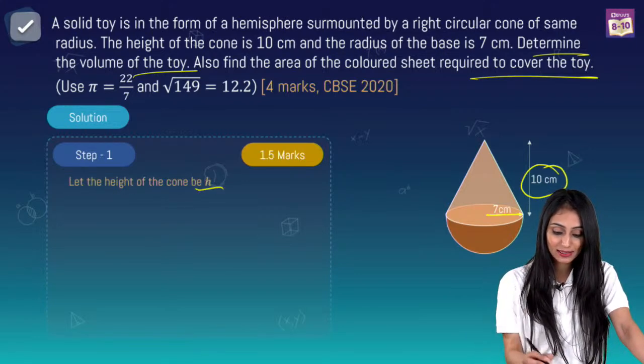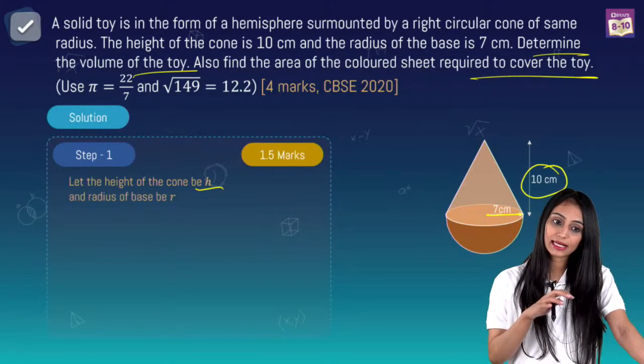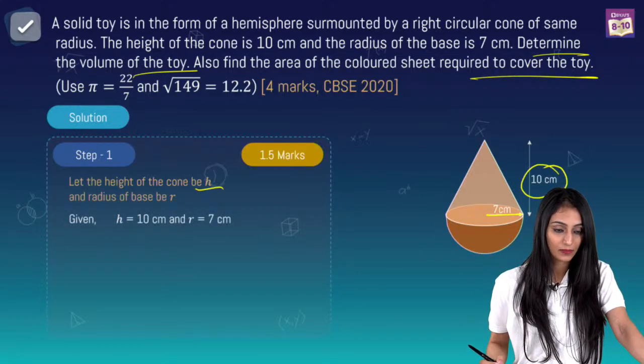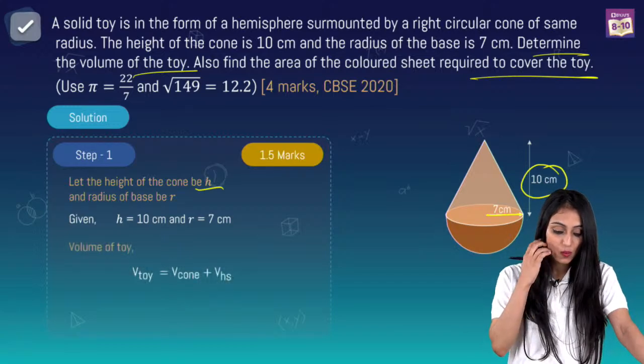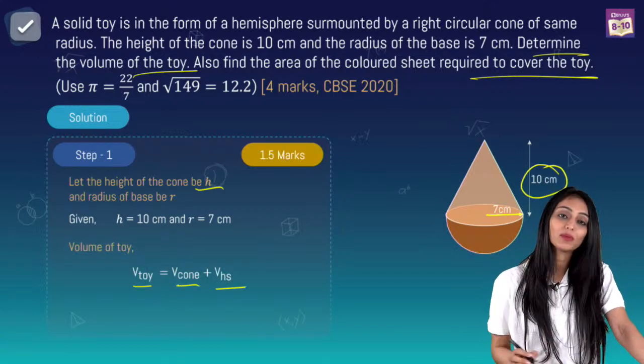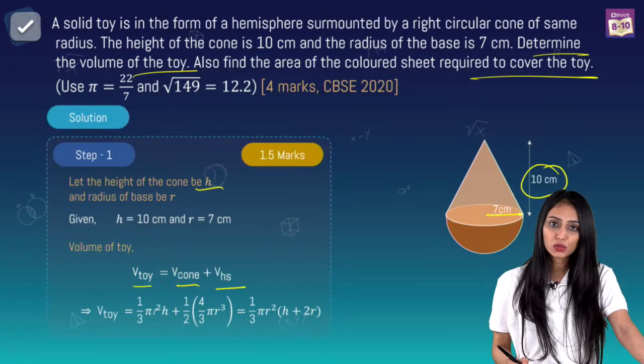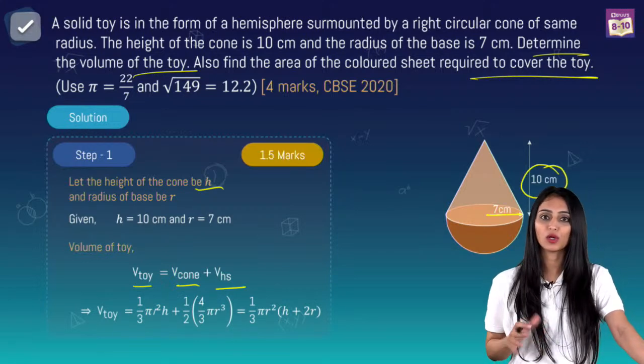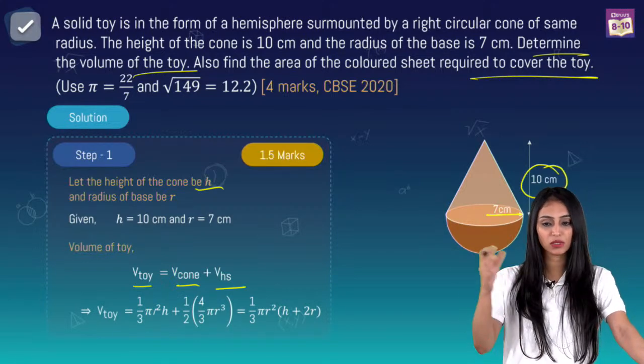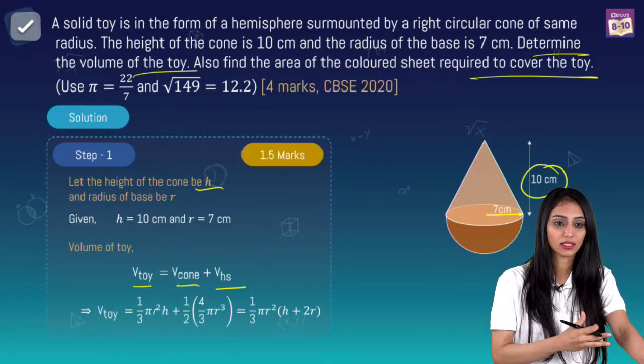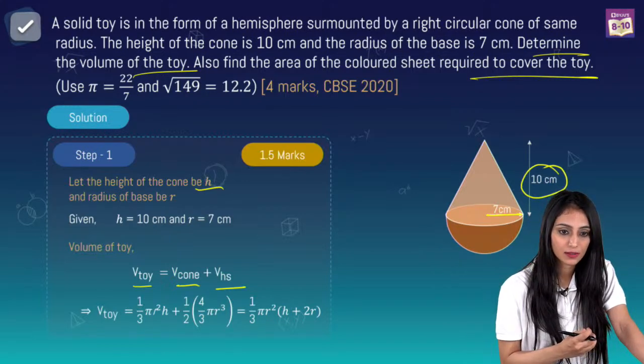So height of the cone, let's say this is h. Radius, let's say that is r. Okay, so volume of toy is going to be volume of cone plus volume of hemisphere. All you need to do is, see, when it comes to finding out the volume, that's really simple. There's no confusion. Simply you find out their volumes and just add them up.